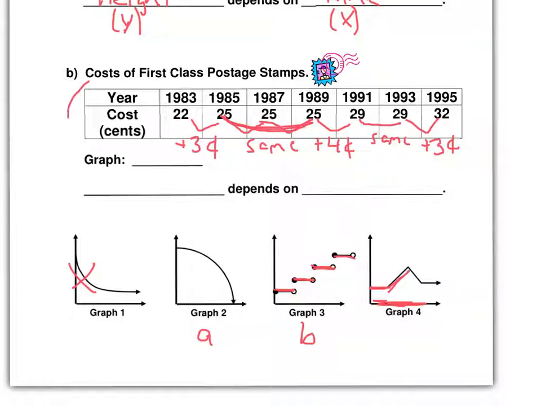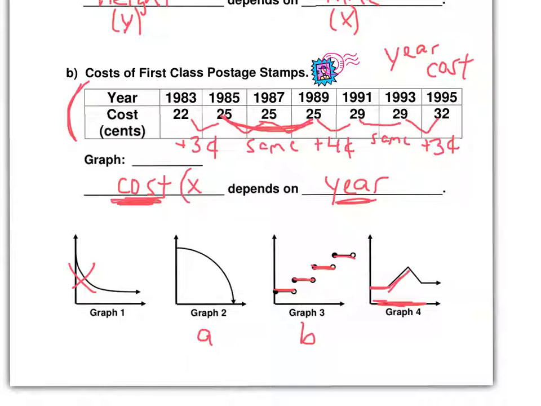What depends on what? We have two variables. We have the year and we have the cost. So I would say the cost depends on the year. So at least you can identify this would be the dependent variable, this would be the independent variable. Dependent is y, not x, and independent is x. Okay, sorry for any confusion, we'll just keep moving on.